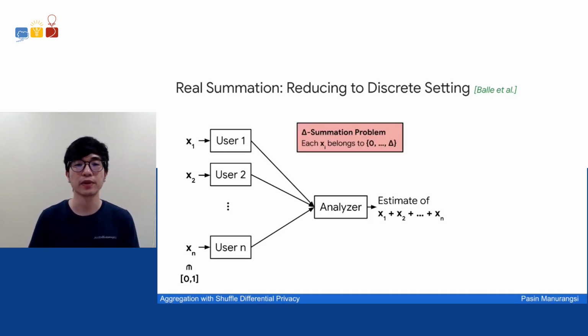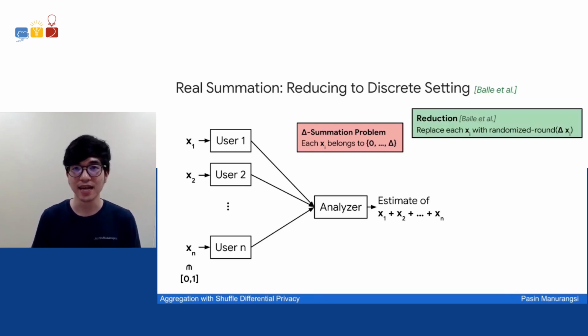So the problem we will reduce to is the integer summation problem. But now each xi can belong to 0 and so on to some parameter big delta. So big delta will be greater than 1. So this will be more general than the counting problem that we discussed earlier. The reduction is very simple.